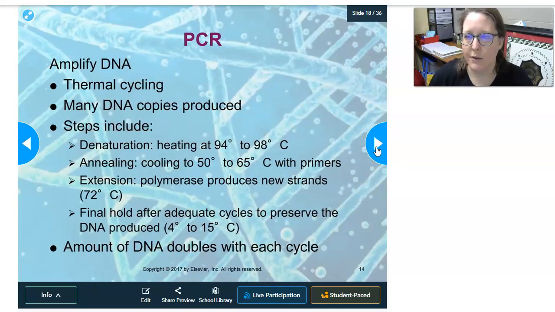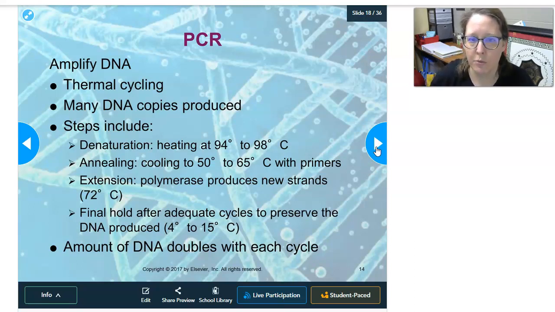PCR, so this is how DNA is amplified. It's polymerase chain reaction. Its sole job is to take the little bit of DNA that was collected from something, from a crime scene, from blood, from a cigarette butt or something like that, and amplify it so there's enough of it to separate through electrophoresis to see those bands and stuff like that.